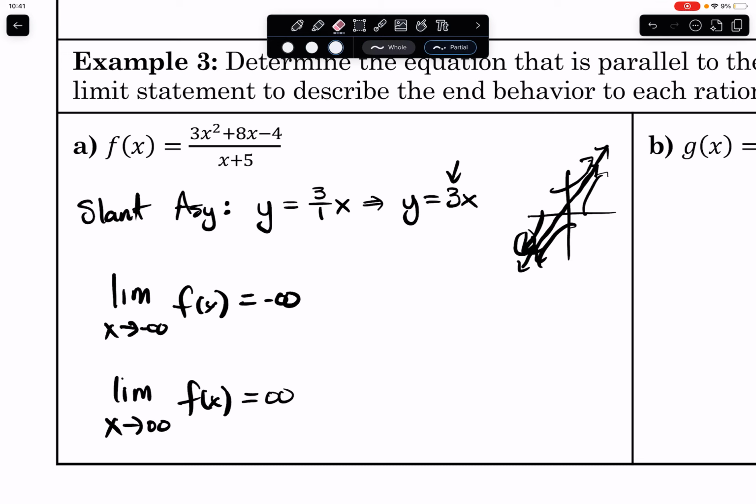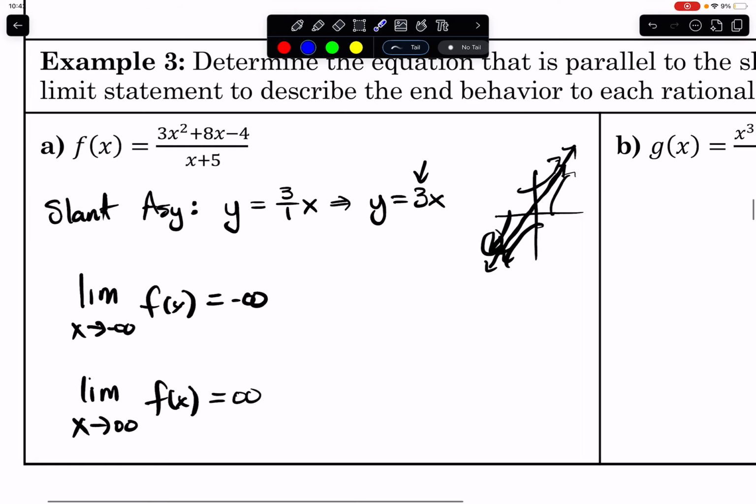Okay, now while we don't know what the y-intercept is, we know it's going to be parallel to this, and since parallel lines move in the same direction, they don't intersect, then we know it's going to look exactly the same. I'm sorry, behave, not look exactly, but behave exactly the same.